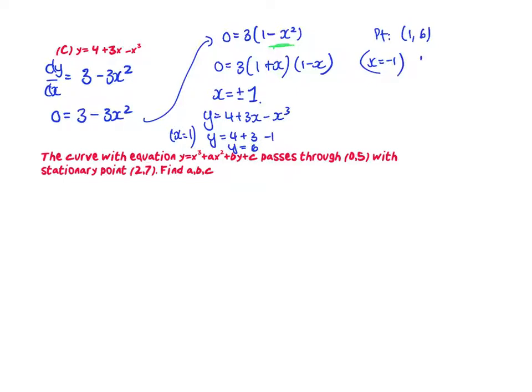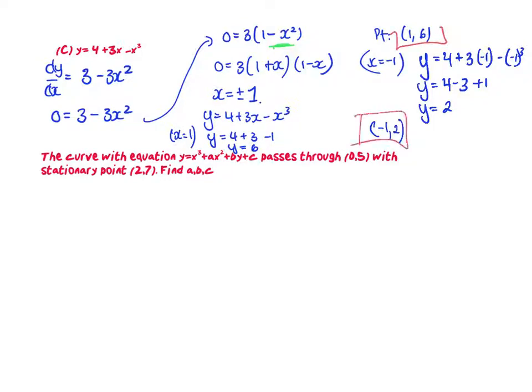And we get y equals 2. So the other point is (-1, 2). So they're the 2 stationary points here. They're the 2 answers there.